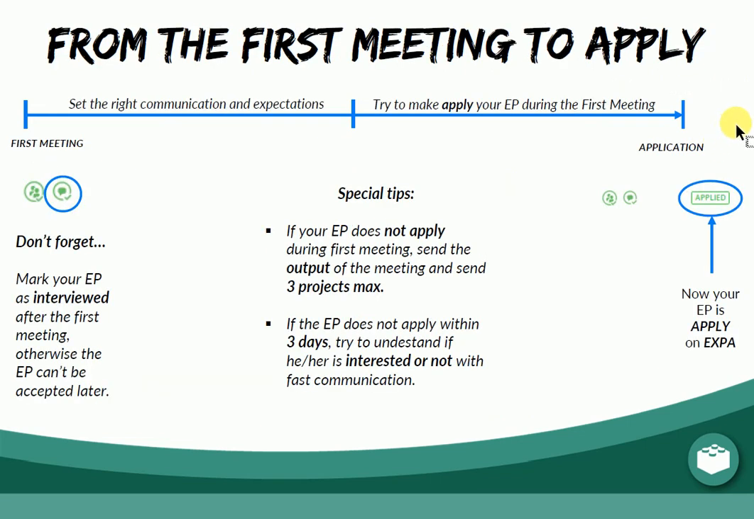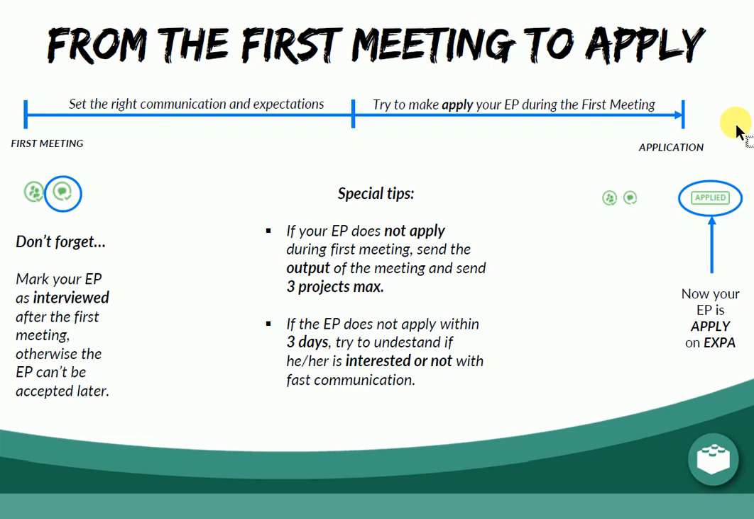Then you have the first meeting, and in the first meeting, the main objective, and you can follow the framework that is in the next booklet and the next video, is to set the right communication and set the right expectations to ensure that you are selling the product, and they go out of the meeting with a clear project to take, or very clear next steps to follow.